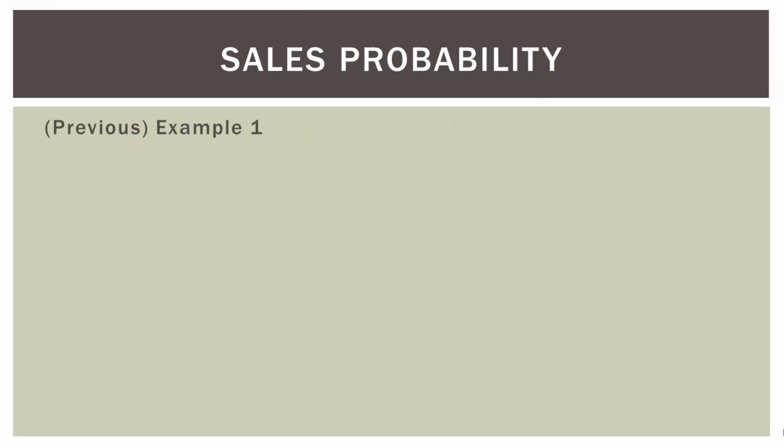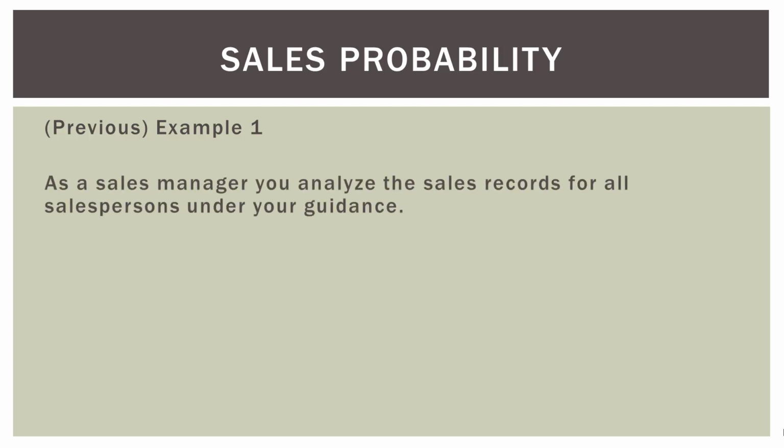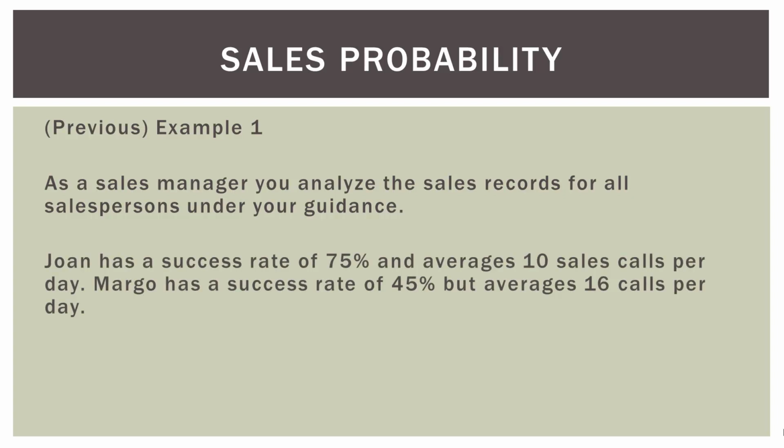So this is exactly what we talked about in the previous video. So I'm going to give you the original problem, and then I'm going to change it a bit so you can see how we're doing this concept differently in this video. So you are a sales manager, and of course you analyze the sales records for all your salespersons under your guidance. Now there are two employees you're interested in at this particular moment. Joan has a success rate of 75%, meaning she closes 75% of her sales. Of the calls she makes, 75% result in a sale. And she averages about 10 calls per day.